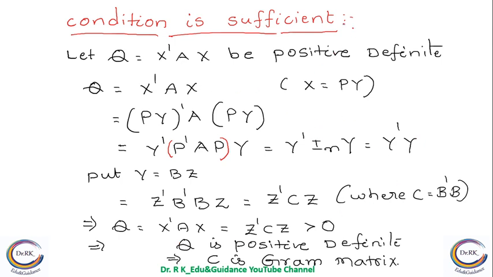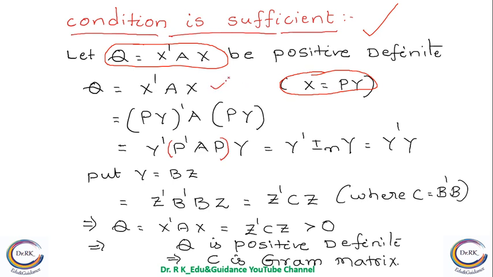So in sufficiency, the second part, we have to take the quadratic form which is positive definite, and from that we have to prove that there is a matrix which is a gram matrix. Right? So let us take the quadratic form Q, which is X transpose AX, which is positive definite. And let us take the transformation X equal to PY, right? So X transpose AX, now use the transformation X equal to PY. So PY transpose into APY.